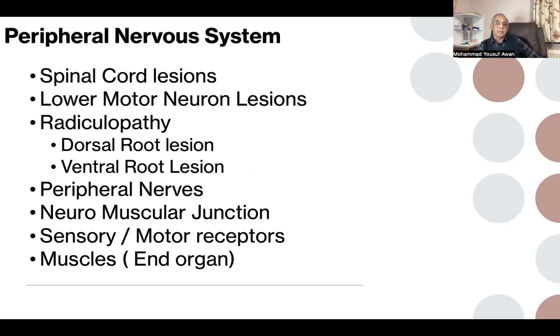So any examination from the lower motor neuron lesion to the muscles and the subtotal level of the spinal cord, this is called the peripheral nervous system. From lower motor neuron, so sensory or motor, through the dorsal or ventral root, through the peripheral nerves, to the neuromuscular junction, to the sensory receptor and muscles. So this is what is called the peripheral nervous system.